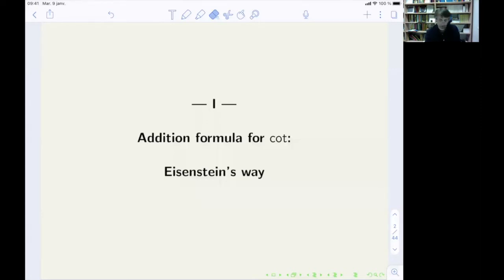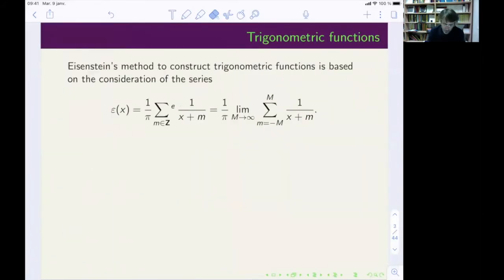So some stuff I want to discuss eventually, but it starts with more basic stuff. I will start with this, and especially the so-called addition formula for cotangent, following briefly Eisenstein's way to prove it. So let me explain how Eisenstein introduced trigonometric functions, and especially the cotangent function.